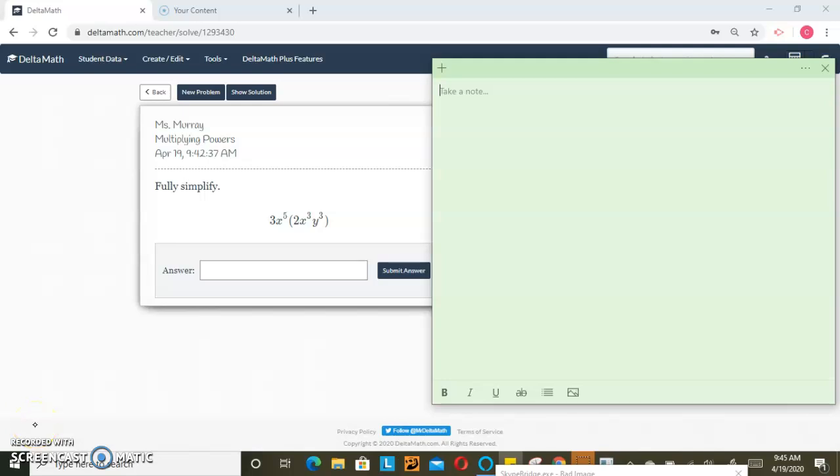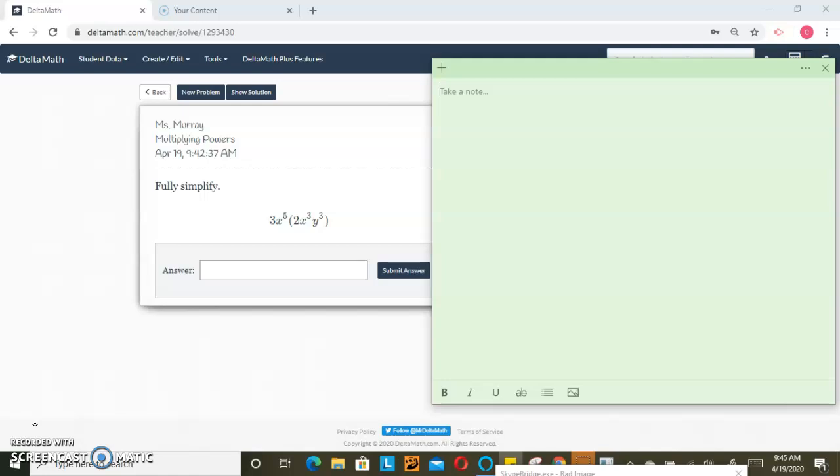Hi everyone. So today we're going to start our first lesson in Unit 4, which deals with multiplying with exponents or powers. I'm going to take a couple notes on my side sticky pad just to go through some of the rules that are going to help us simplify some of these exponent problems that you'll have through Delta Math.